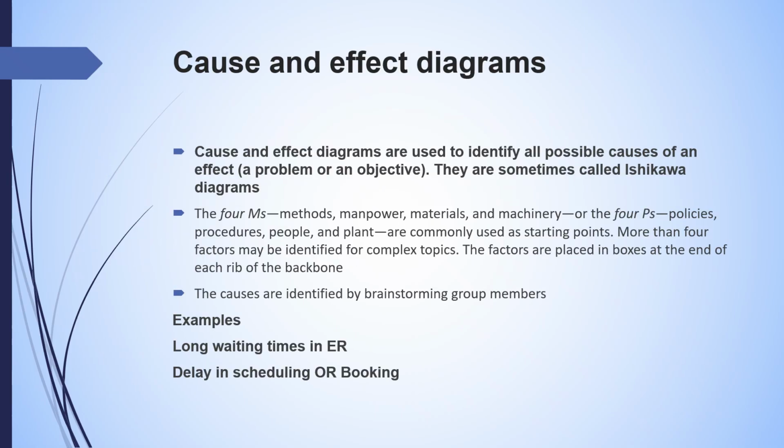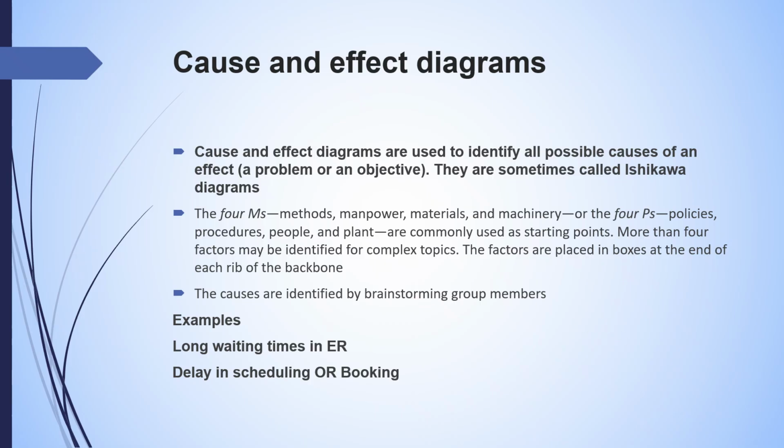Then let's talk about cause and effect diagram. Cause and effect diagrams are used to identify all possible causes of an effect, a problem or an objective. So they are sometimes called Ishikawa diagram. For example, the 4 M's like methods, manpower, material and machinery, or the 4 P's like policies, procedures, people and plan, are commonly used starting points.